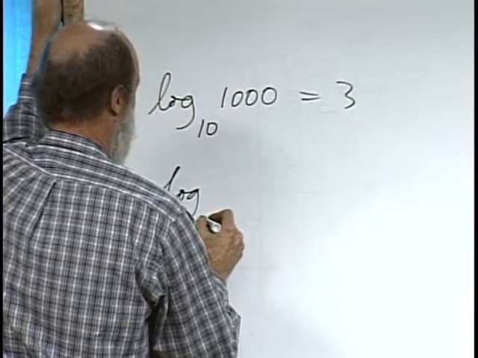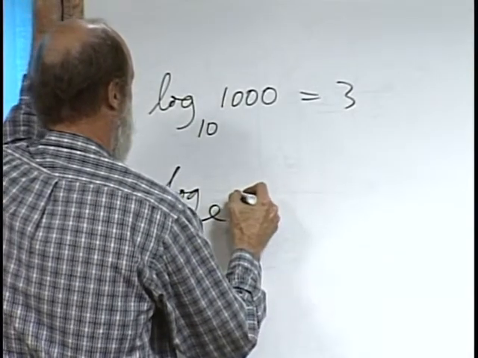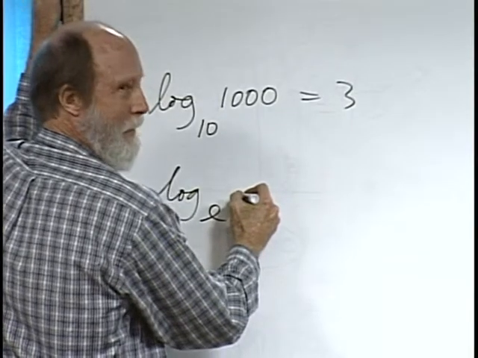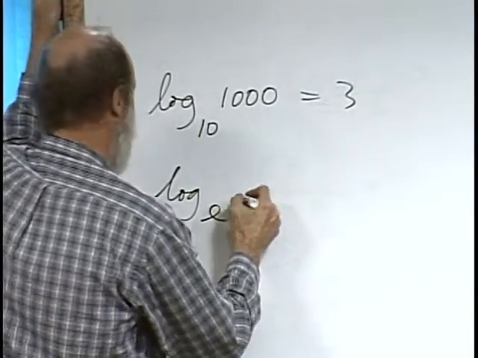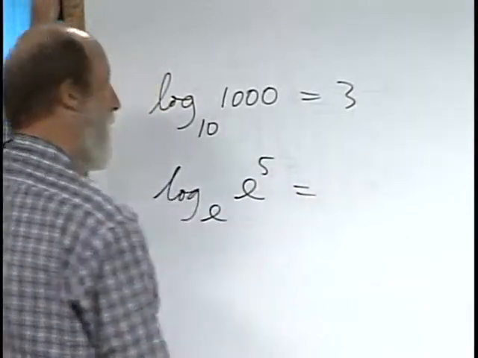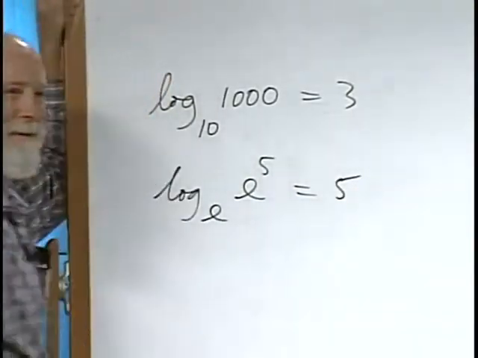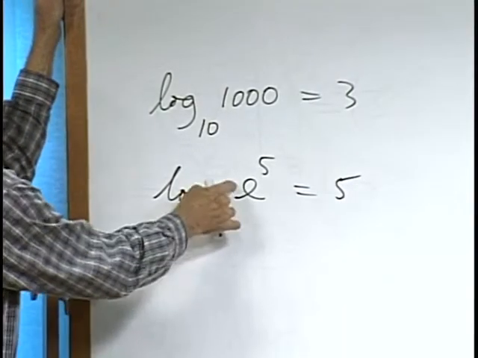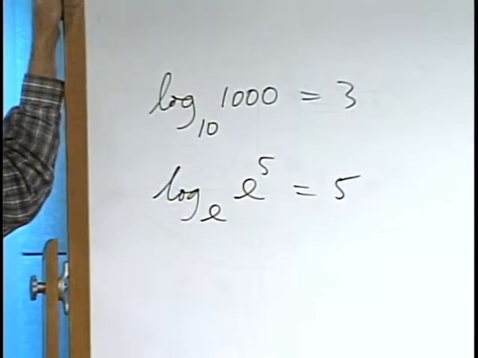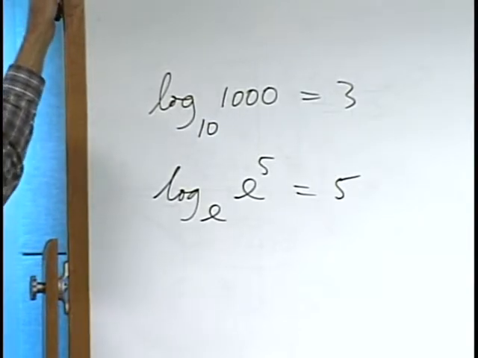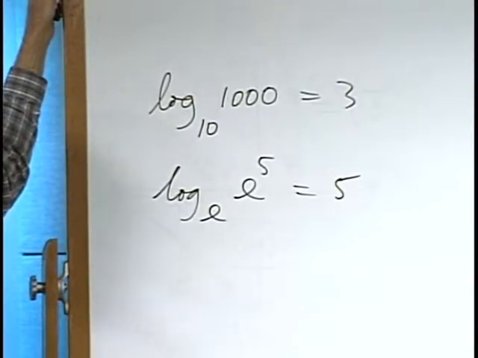Log base e of, making it more exciting, huh? All right. e to the 5th would just be 5. It's 5, right. What's the exponent of e that gives you e to the 5th? Not too bad, is it?